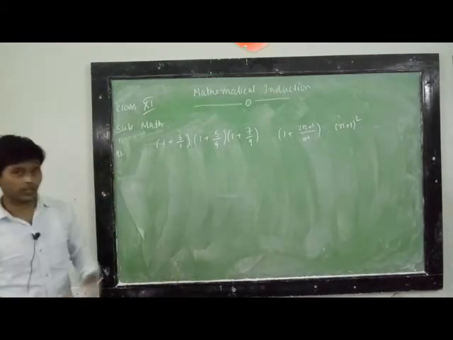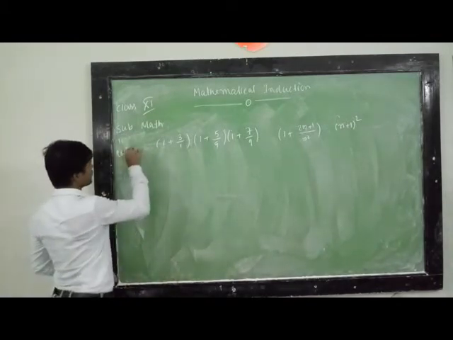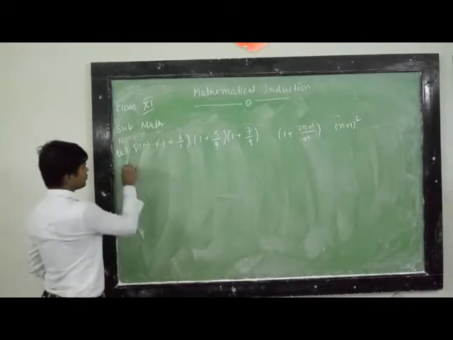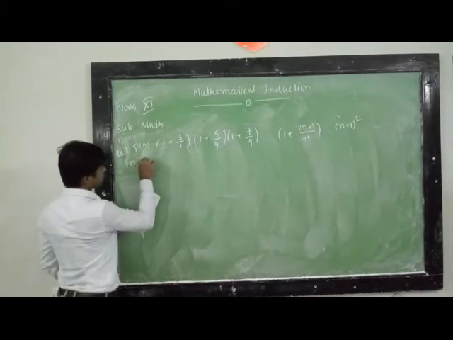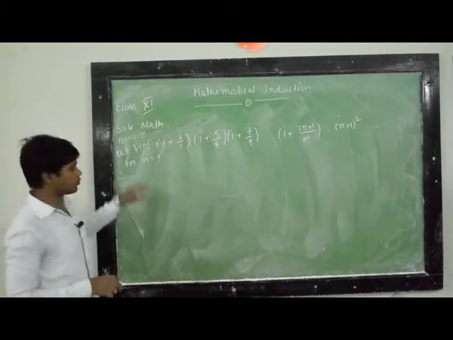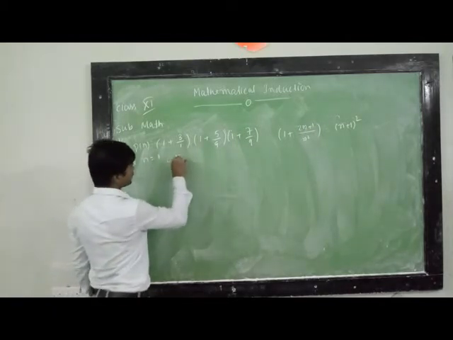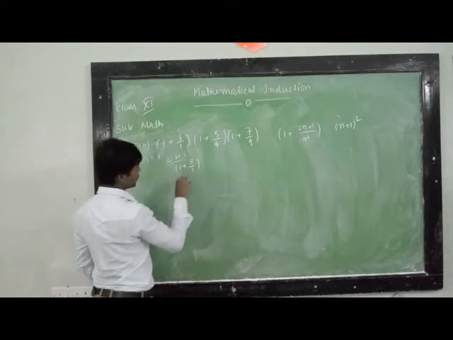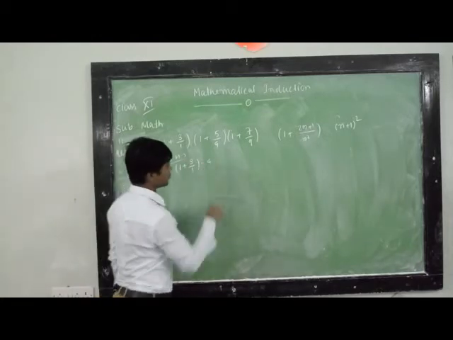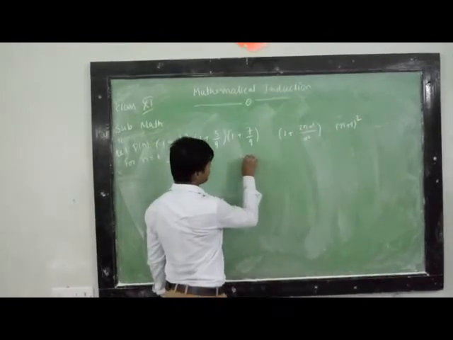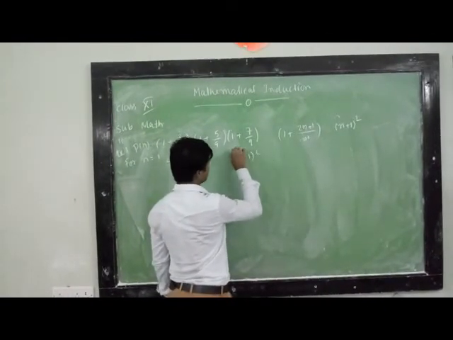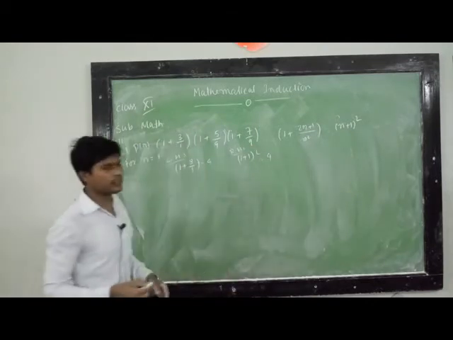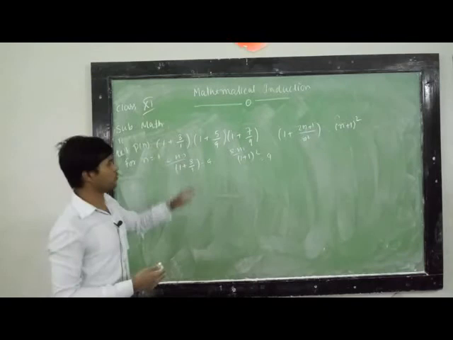So first we'll consider the expression, let P(n) equal to this. Now we'll check whether the statement is true for n equal to 1 or not. For n equal to 1, the left hand side will be 1 + 3/1 on the first term, which is equal to 4, and the right hand side is (1+1)², which is equal to 4 again. That means the statement is true for n equal to 1.